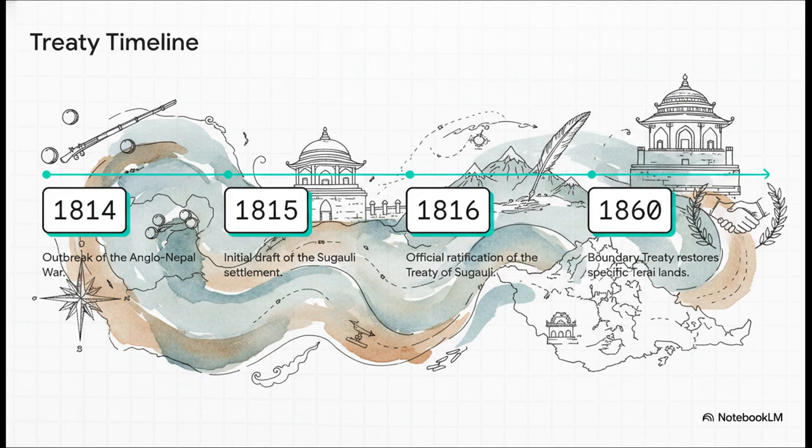And interestingly, because history is always fluid, decades later in 1860, the British actually returned some of those Terai lowlands back to Nepal as a massive thank you for their military help during the Indian Rebellion of 1857.